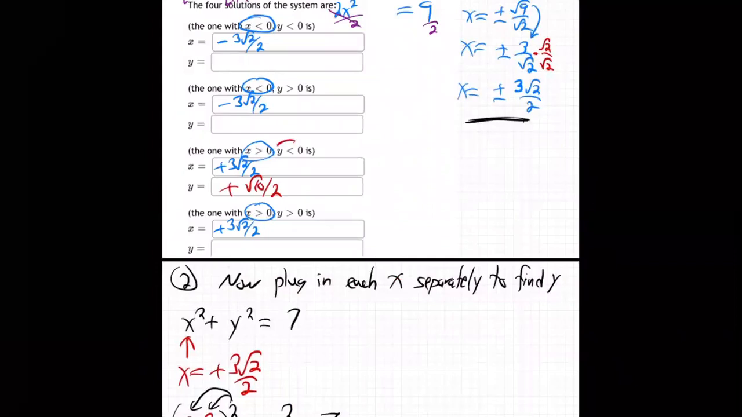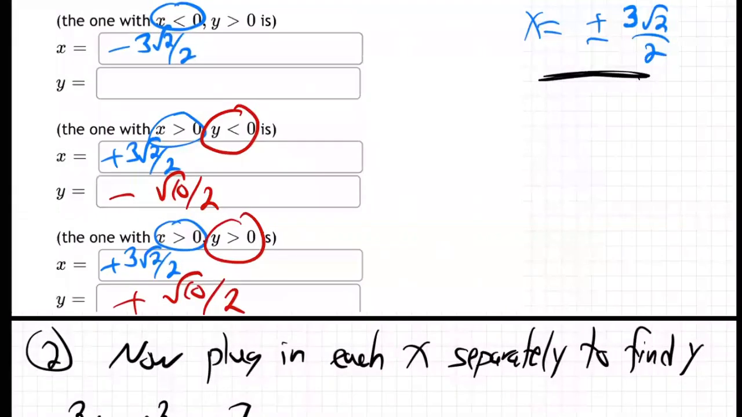Oh, whoop, I better pay attention. Y less than 0. So this has got to be the minus, and then this has got to be the plus. Does that make sense? I'm watching carefully what they're telling me to do. X greater than 0, y less than 0, positive, negative. X greater than 0, y greater than 0, both positive.